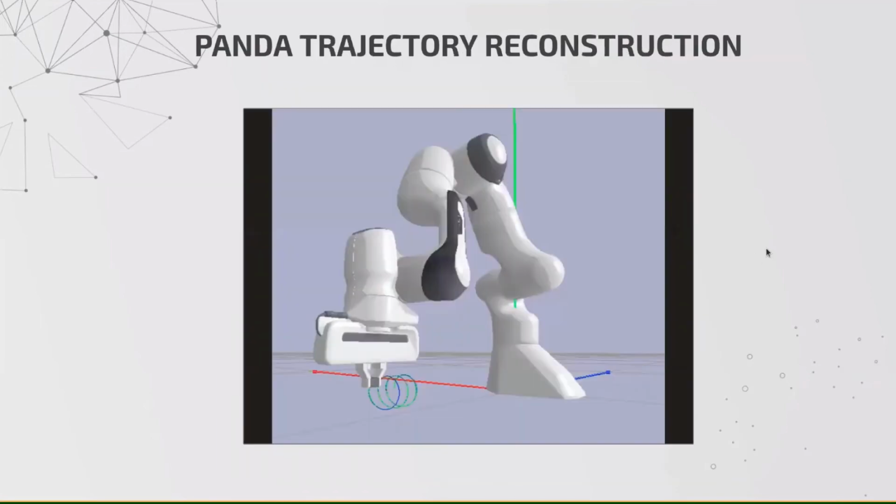Now, to give a glimpse of what happens when we test this algorithm on a more realistic scenario, we also apply it to the PANDA simulated robot. So this time a 3D robot, much more complicated, and we try to see what happens when we test it on two trajectories, a circle and a spiral.